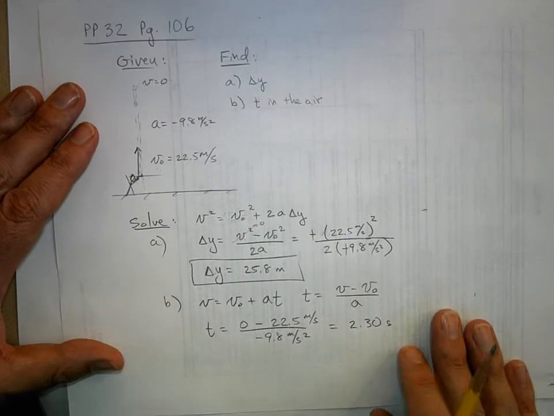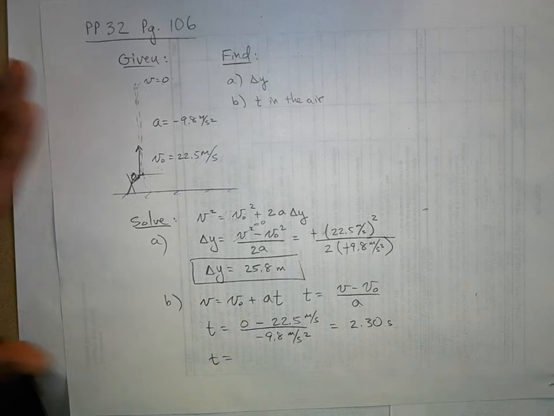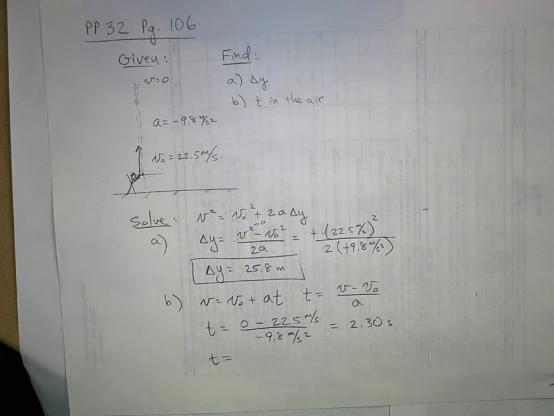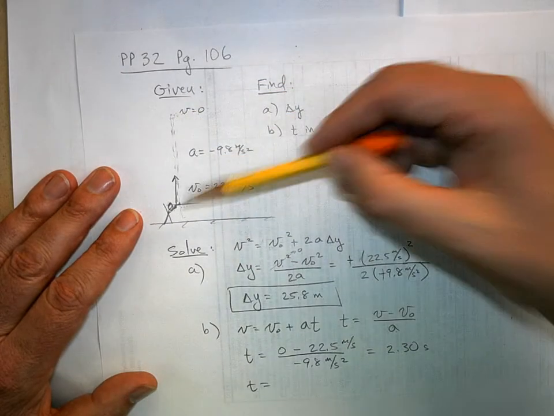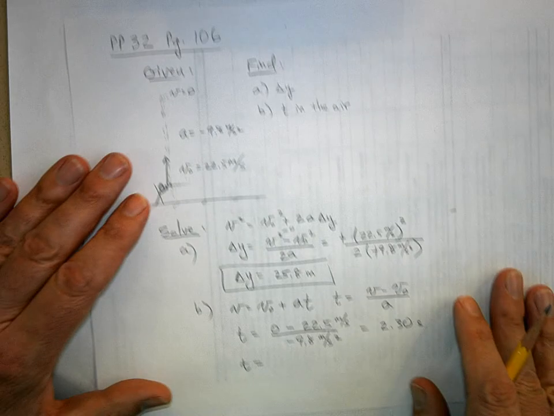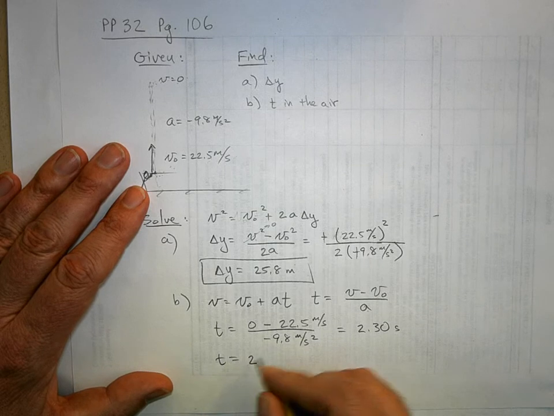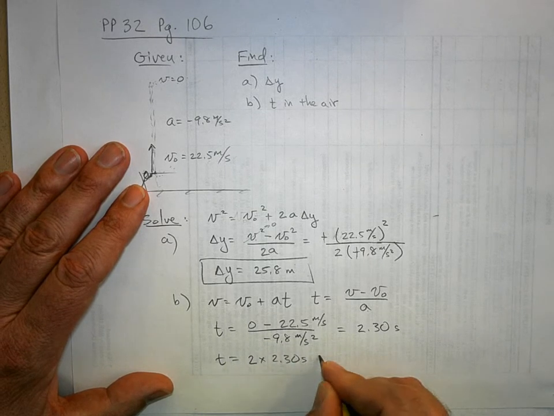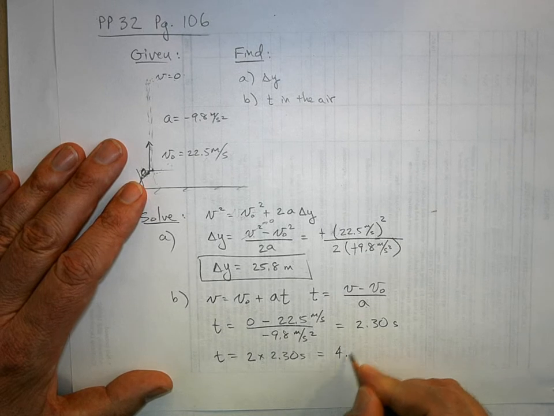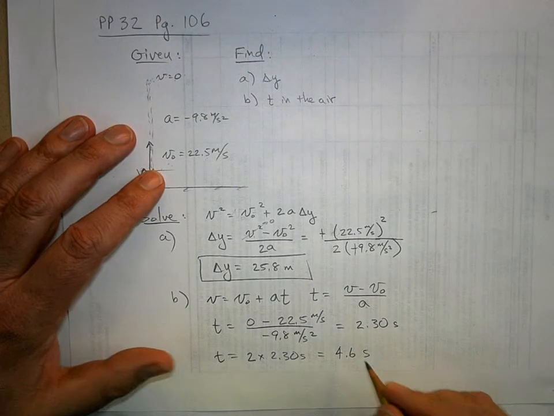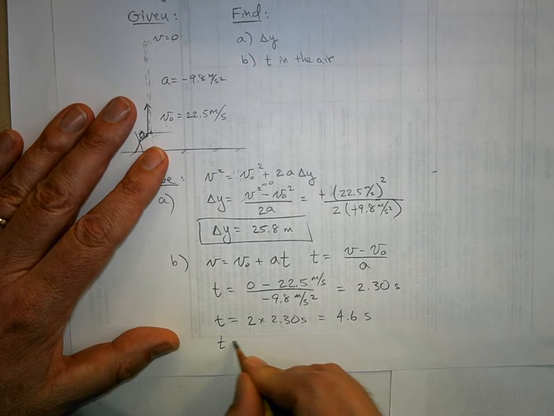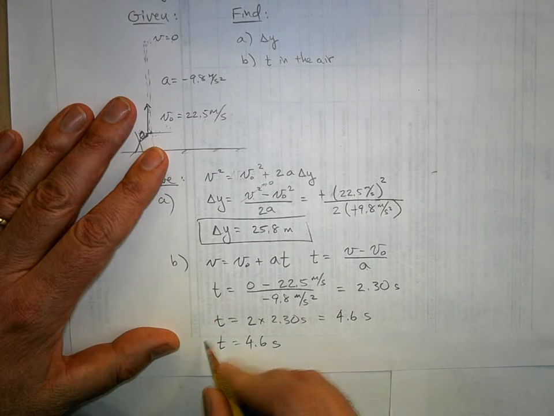But when the problem says, hint, the time to rise equals the time to fall, well, if the time to rise is 2.3 and the time to fall is 2.3, we just double 2.3. So we say the total time is equal to 2 times the 2.30 seconds, and you get 4.6 seconds. And that's my answer. T equals 4.6 seconds.